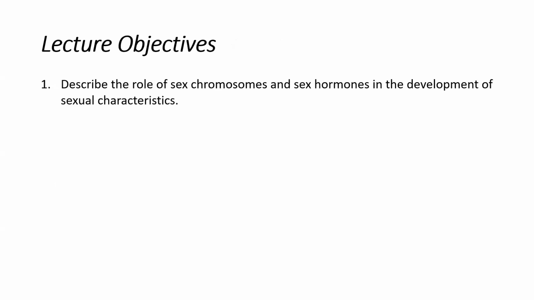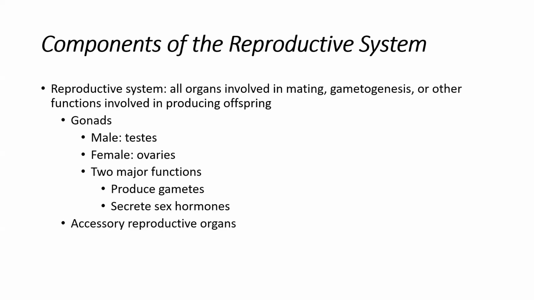So our first objective is talking about the sex chromosomes and sex hormones that are involved. So the reproductive system is really all the organs and glands and cells and hormones that are involved in the process of mating, gametogenesis, or anything that has to do with producing an offspring. So that is the main role of the reproductive system: reproduction or producing future progeny.